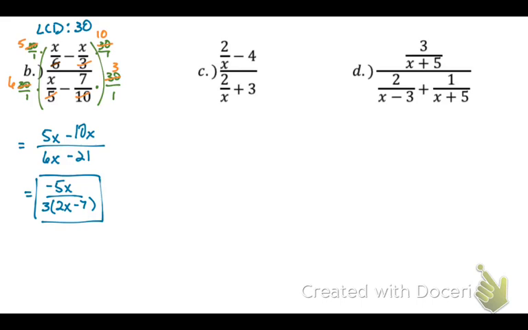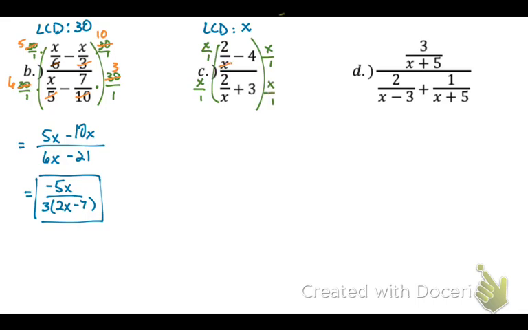Now let's look at C. So notice we have denominators of x and 1. So our common denominator would simply be x. So I'm going to multiply each of those parts by x over 1, one at a time.